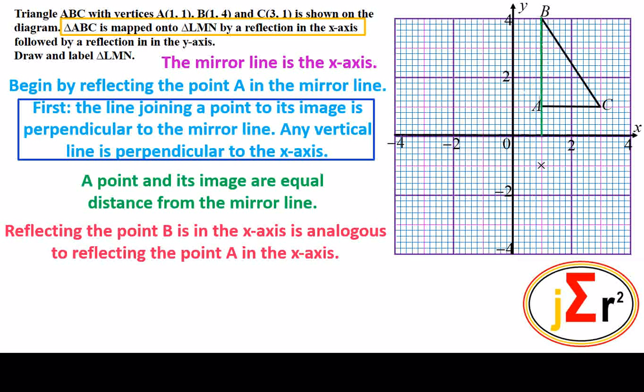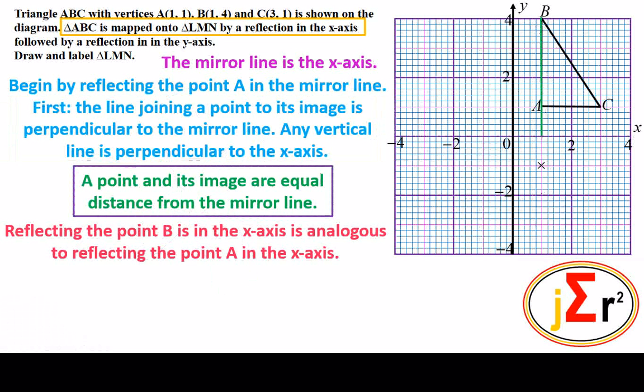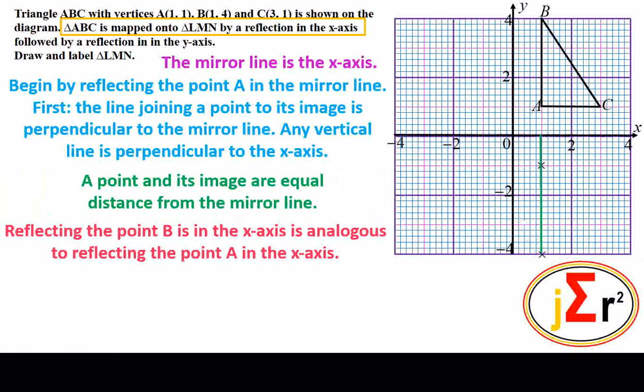the image of B to be the same distance from the mirror line as B is from the mirror line. So from the mirror line to B, the same distance must be from the mirror line to the image of B. And we will show that by maintaining our line segment and placing it on the other side of the mirror line. So the point and its image are equal distance from the mirror line. And there we will have located the image of B.